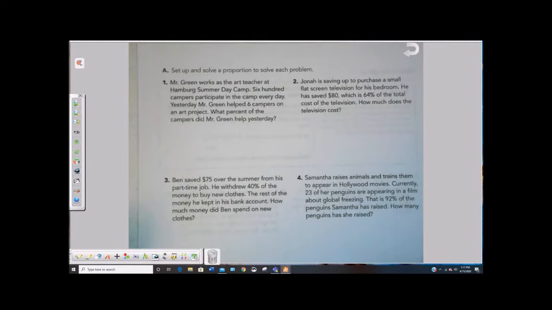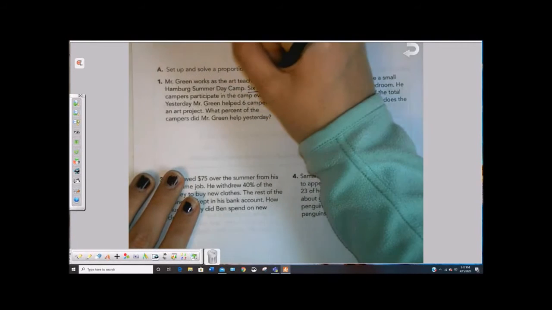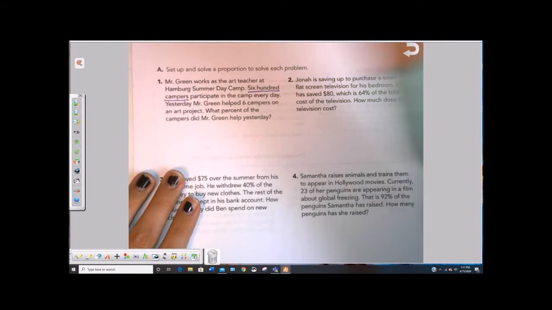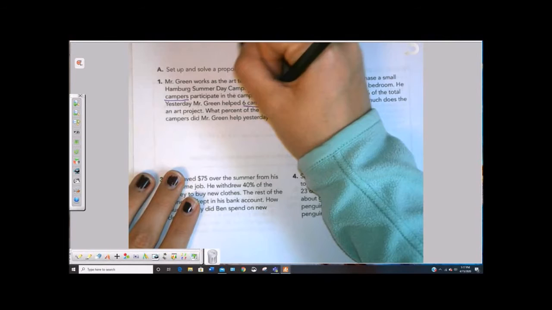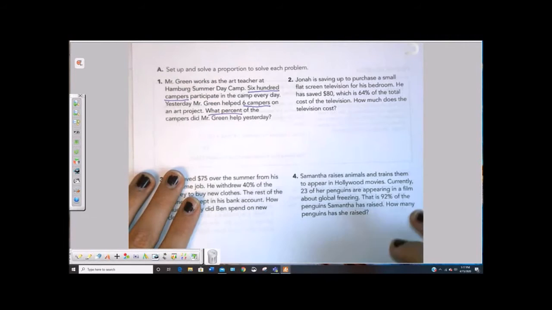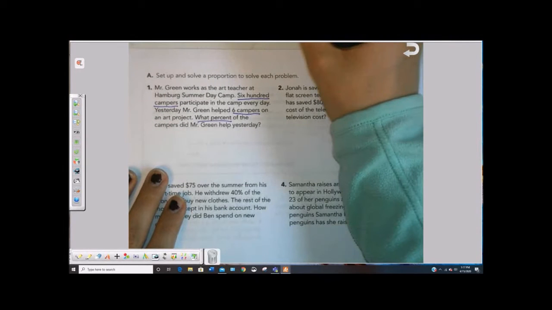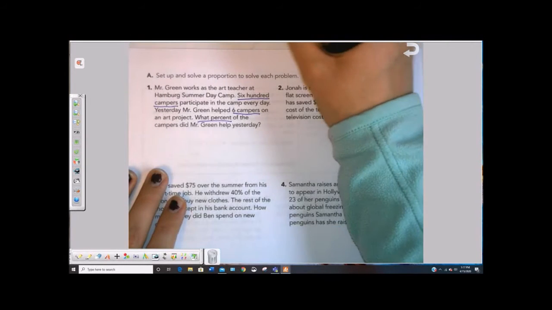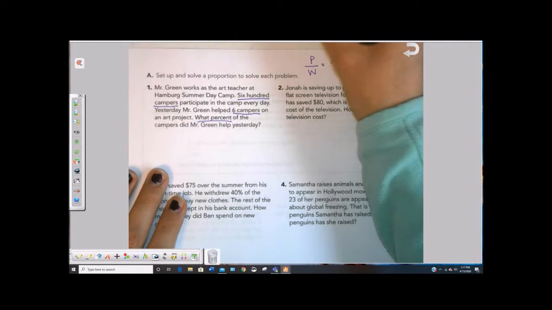So number 1 says Mr. Green works as the art teacher at Hamburg Summer Day Camp. 600 campers participate in the camp every day. Yesterday, Mr. Green helped 6 campers on an art project. What percent of the campers did Mr. Green help yesterday? So the part is, remember our proportion is part over whole equals percent over 100.